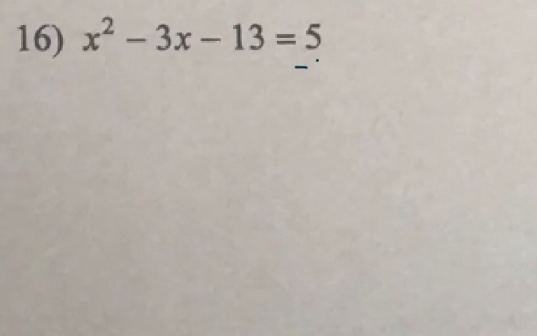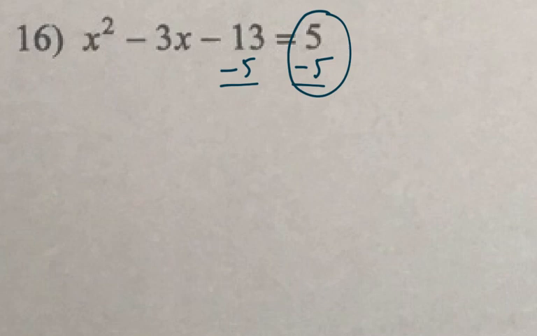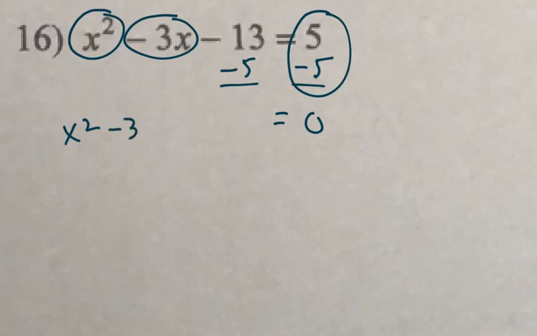I need to start by minusing 5 both sides. Why? Because I need this 5 here with a minus 5 to become a 0. You can't solve these until it equals 0. Let's see what we have on the left here. I have an x squared. I have a minus 3x. Now, what's negative 13 minus 5 is negative 18.